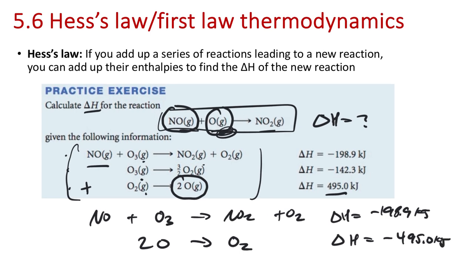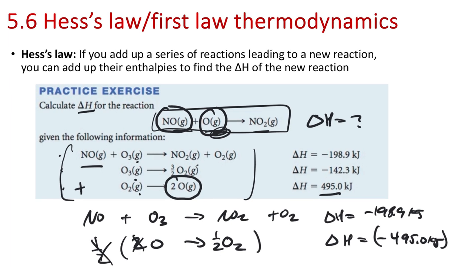But then I need to cut the coefficients in half. So to do that, that makes the O down to 1, and then a half O2. If I have the coefficients cut in half, I need to then multiply the reaction's delta H by a half. If I double the coefficients, I double the delta H. If I cut them in half, I cut the delta H in half. So if I do that, this would be equal to minus 247.5 kJ.